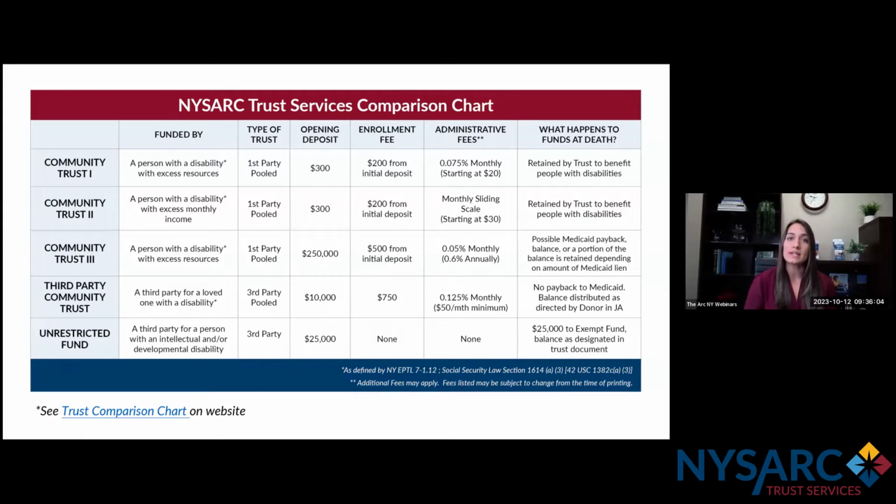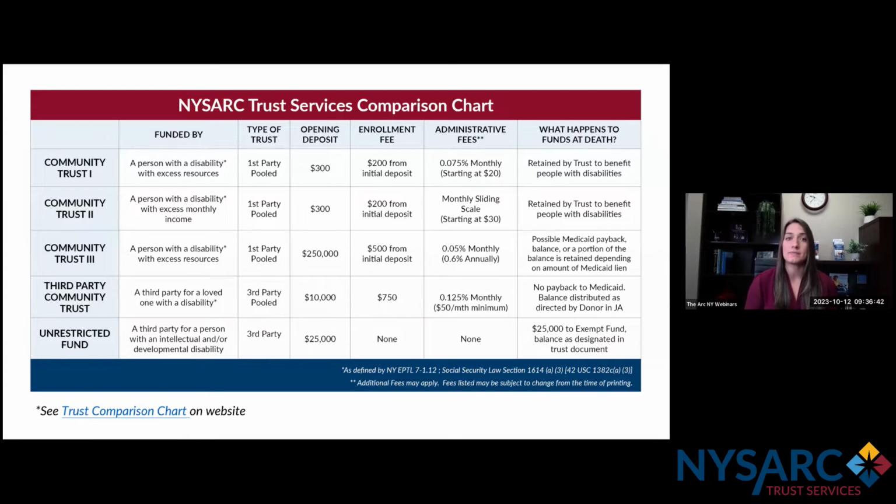Now, each of our programs has a slightly different structure to it. It depends on who's funding the account, whether it's going to be a first party or a third party, and how much you need to open the account is going to be based on the type of trust. So for the majority of our first party trusts, you need to open with a minimum of $300. We also have another first party trust that's for larger sums of money. That can be for things like an inheritance or proceeds from a settlement, and that trust requires a minimum opening deposit of $250,000. And then our third party trusts have different minimum balance requirements as well, as you can see here on the screen.